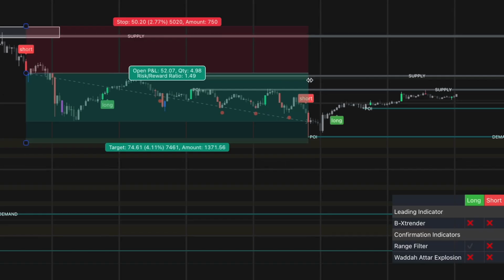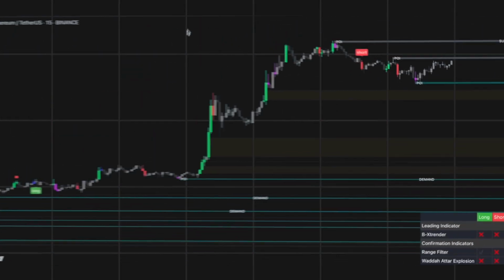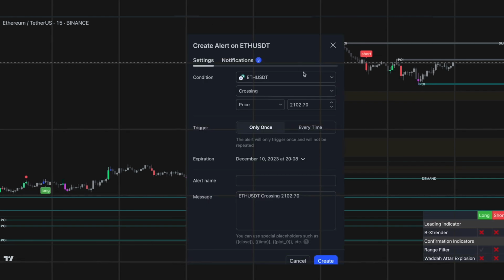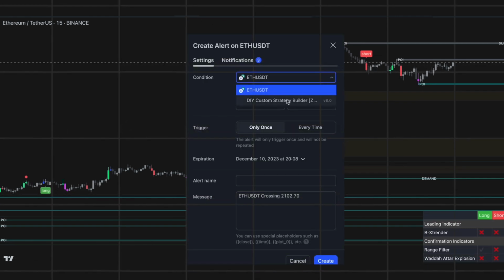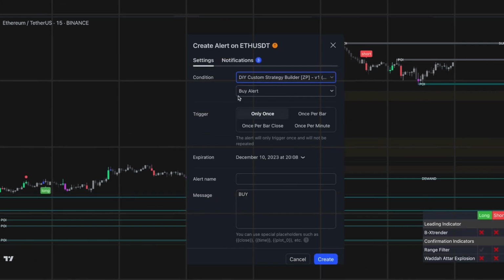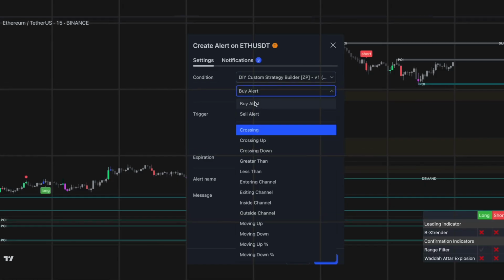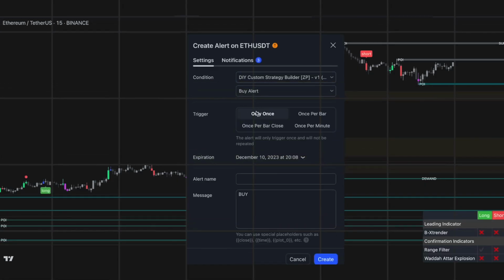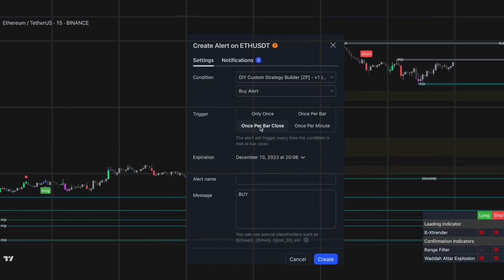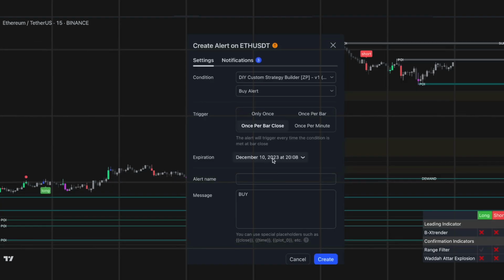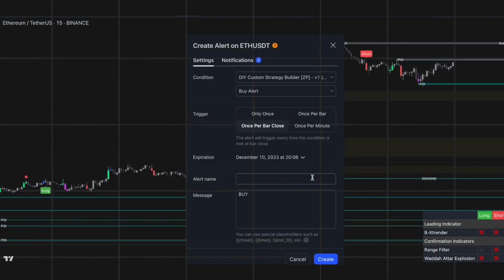Let me now quickly show you how to create alerts for this strategy. First, click on the Alerts button at the top. For the condition, enable the DIY Custom Strategy Builder indicator. You can create alerts for buy or sell signals. Select the alert once per closed bar. Set the expiration date if needed. Once you're finished, click Create.